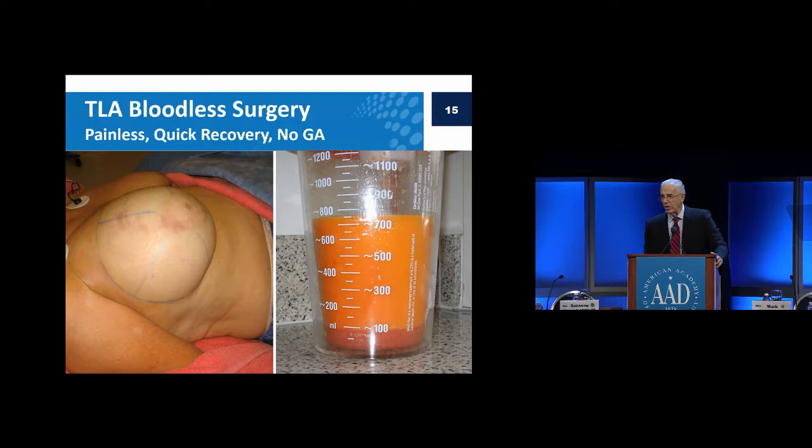On the right you see the aspirate, which on the bottom contains some blood-tinged infranate. That total content is about 10 milliliters of whole blood. So we did this whole procedure and lost very little blood.